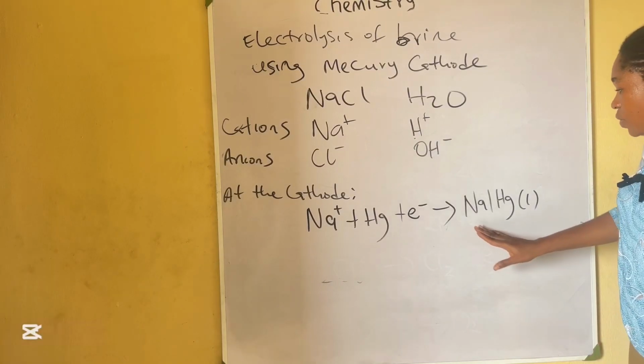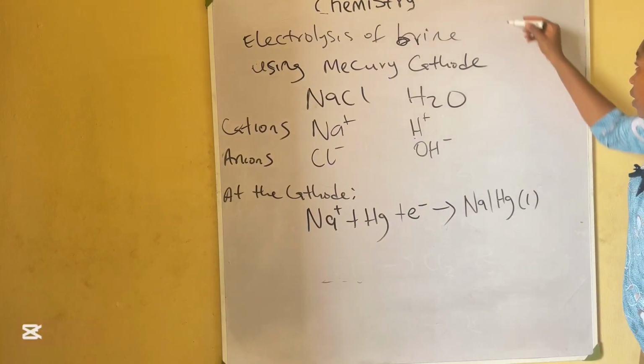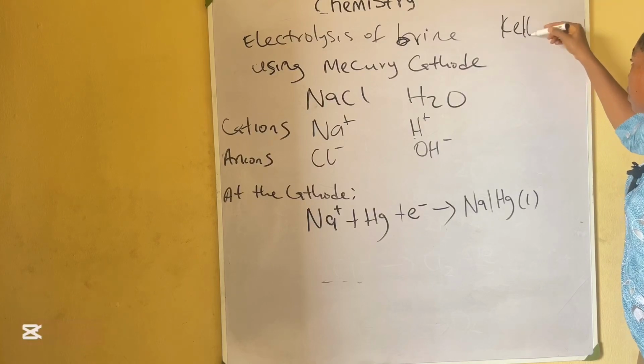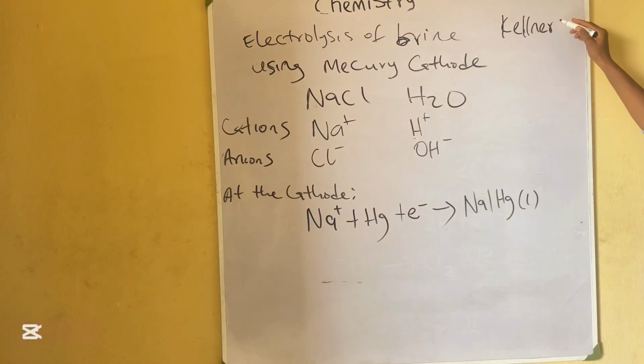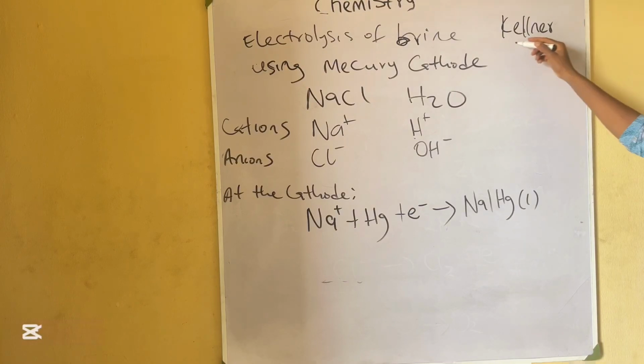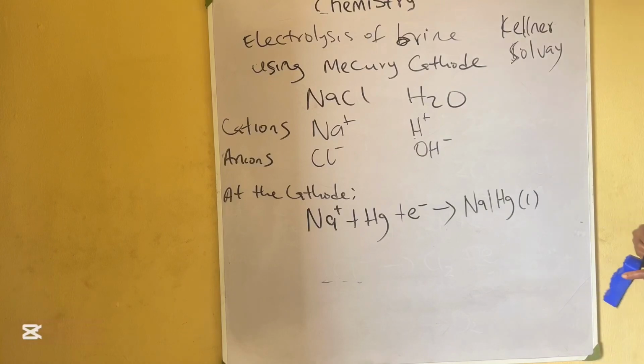The special cell that's being used for this reaction is what we call the Kellner-Solvay cell. Take note of that. So this is a special cell that's being used for this electrolysis. The Kellner-Solvay cell.